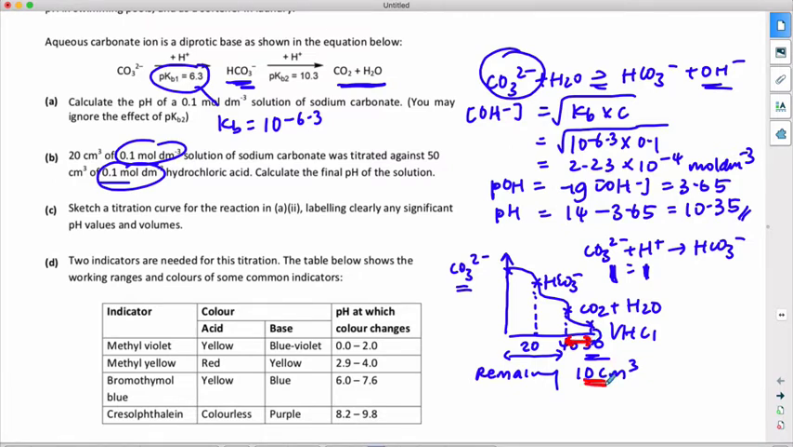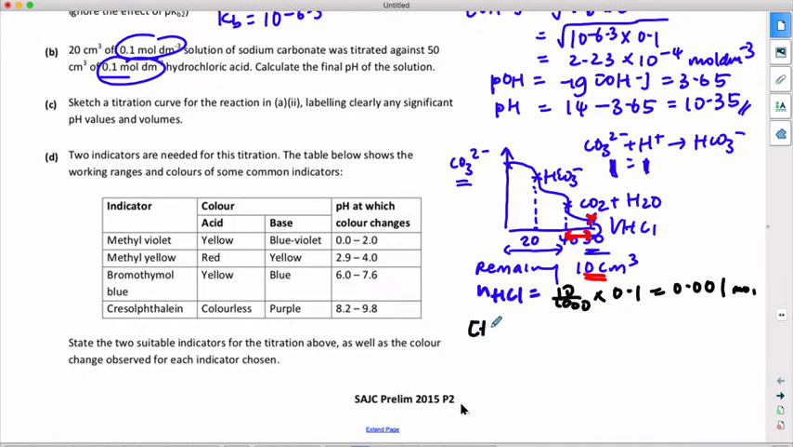Okay, so let's calculate the number of moles of HCl at this point here, right? At this point it's actually 10 over 1000 times 0.1 to give you 0.001 moles. Am I right? Yes, okay. All right, so after that you have to calculate the concentration of HCl, which means you must divide by the total volume.